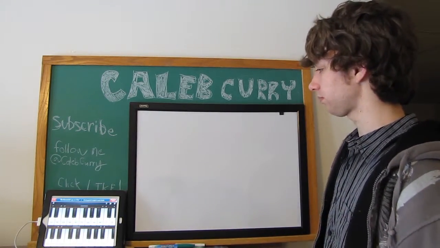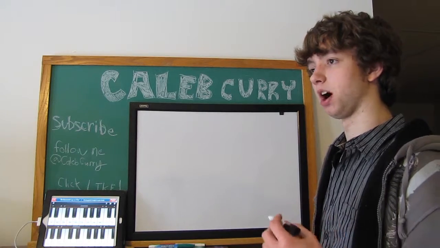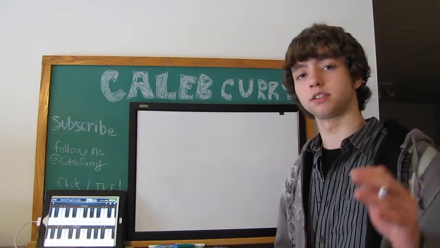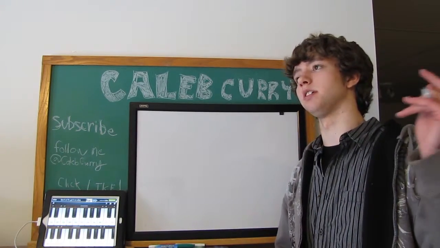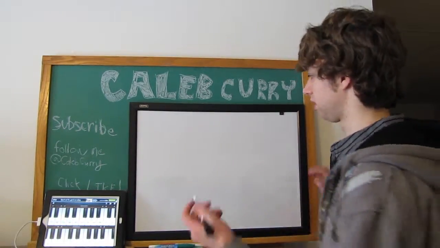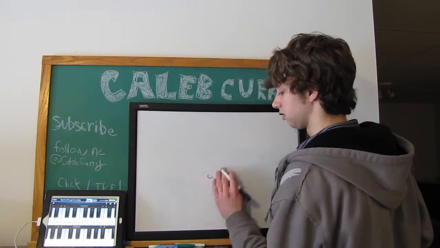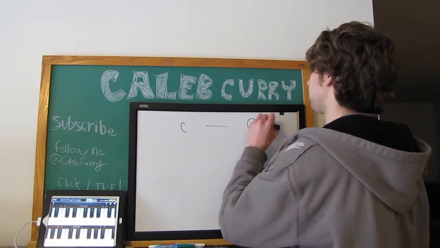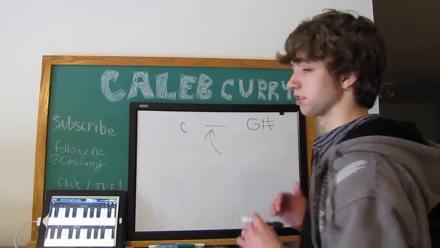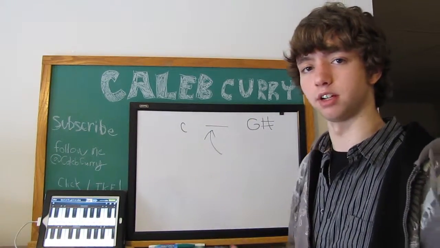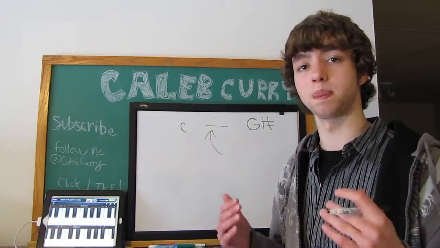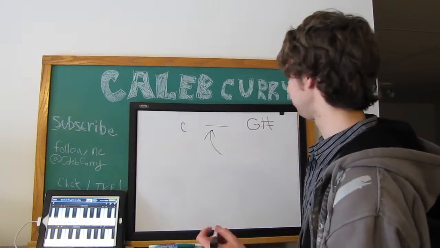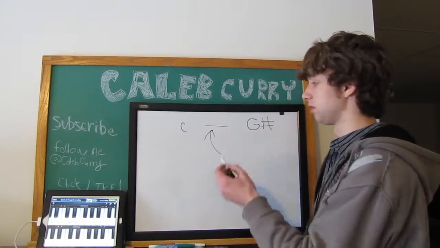So now, let's say I want to figure out the interval between C and G sharp. So we have C, let me draw this up here. And I want to know what the interval size is between these. And remember, it's important to know this because it allows us to figure out how different pitches interact with each other. So the size is very important. Now, let's figure this out.